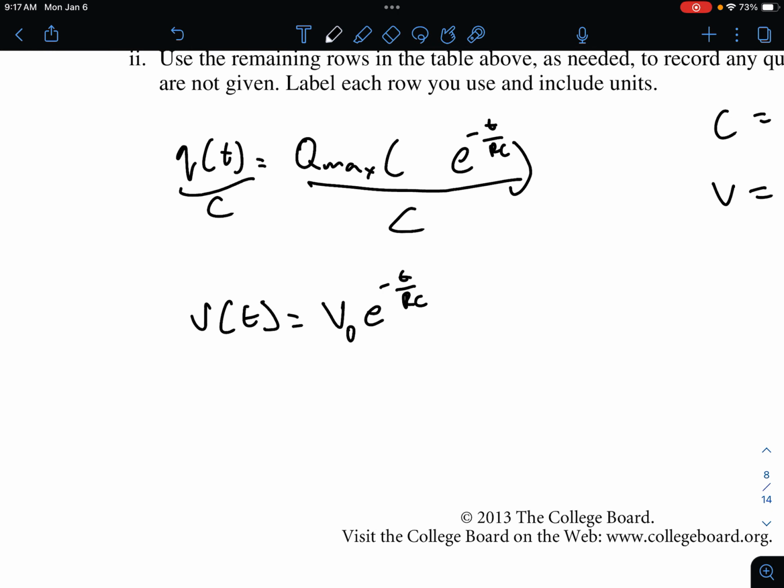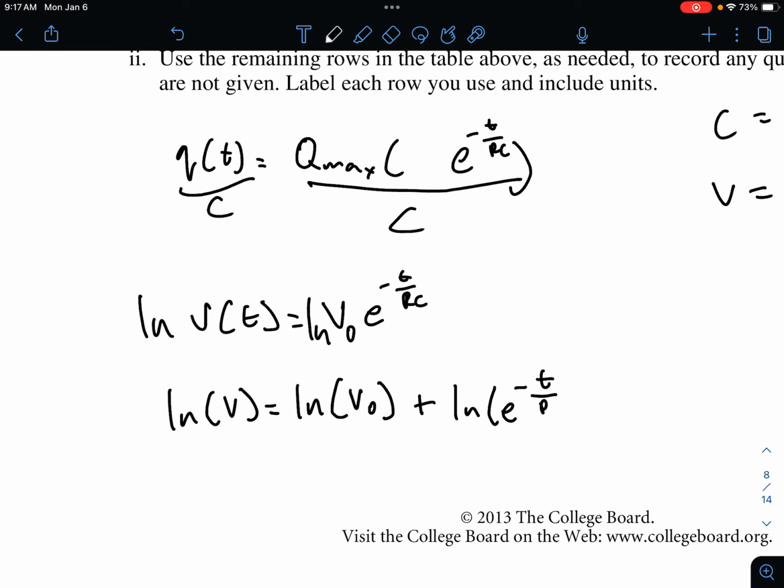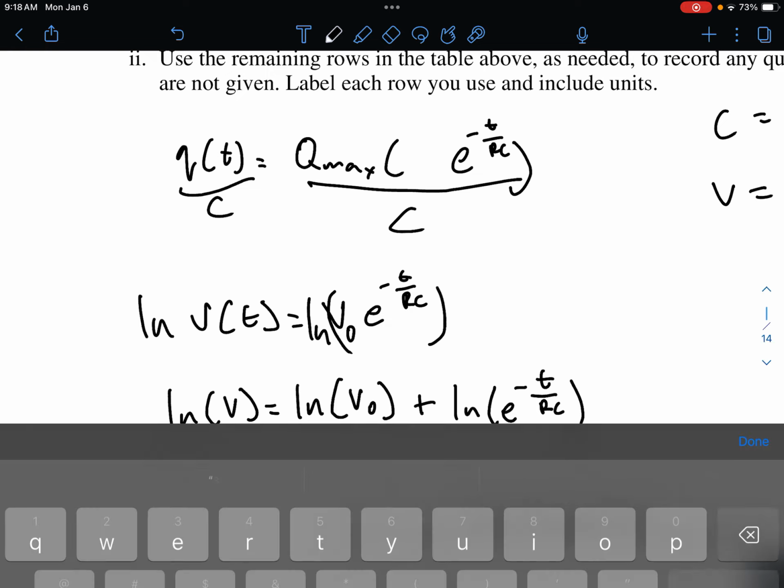So in order to yield this, there's a couple ways you can do it. I would just ln both sides. The reason I ln both sides is, first of all, I get ln V. I'm trying to get rid of the e, that's the main thing. So if I ln V, I can do ln V initial. This is my log properties: ln V initial plus ln e to the negative t over RC. When you do ln of a product, you can also split it up.